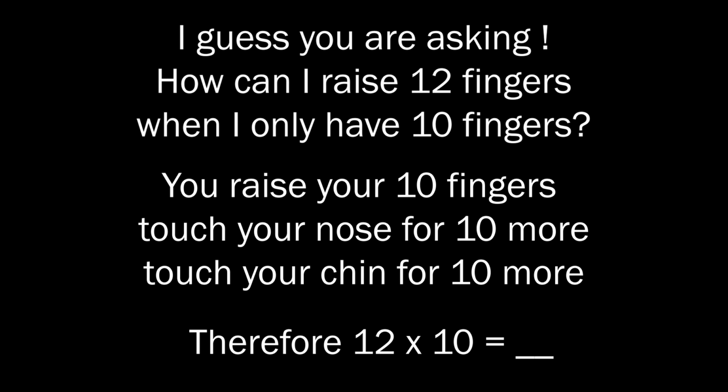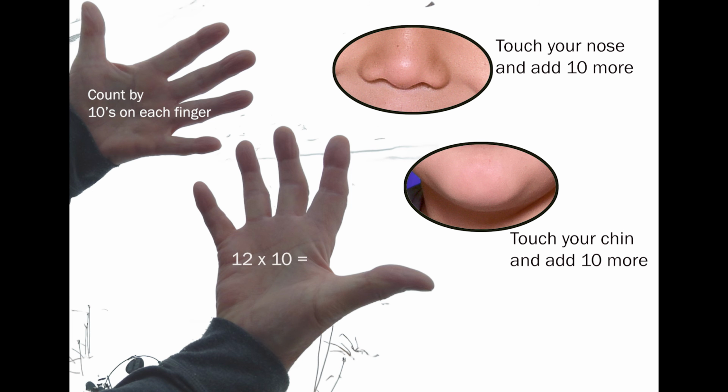I guess you're asking, how can I raise 12 fingers when I only have 10 fingers? You raise your 10 fingers, touch your nose for 10 more, touch your chin for 10 more. Therefore, 12 times 10 equals... Count by tens on each finger. Touch your nose, add 10 more, touch your chin, and add 10 more.